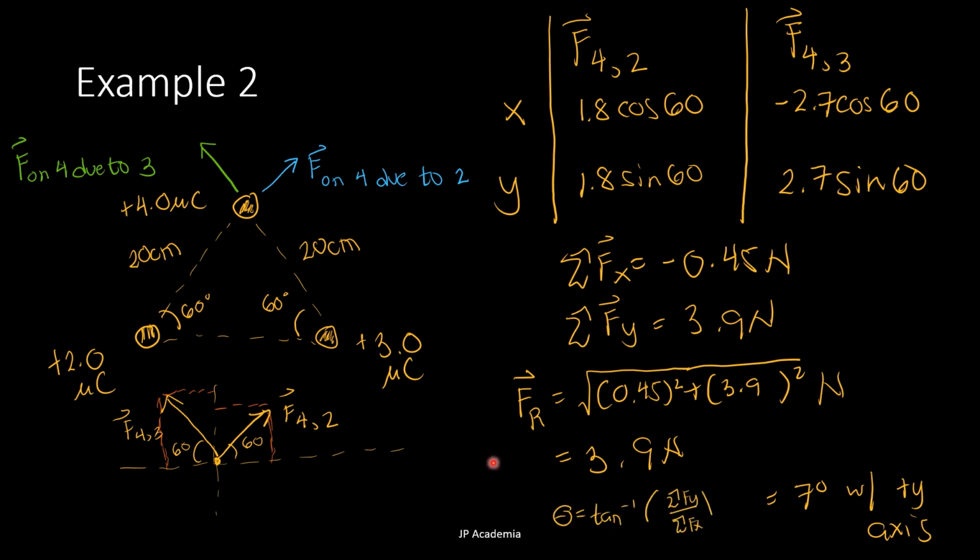To get the angle, we can use this arc tangent, and given the summation of the forces or the components of the forces, then you will get about 83 degrees along the negative horizontal, or that is about 7 degrees with respect to the positive y-axis.